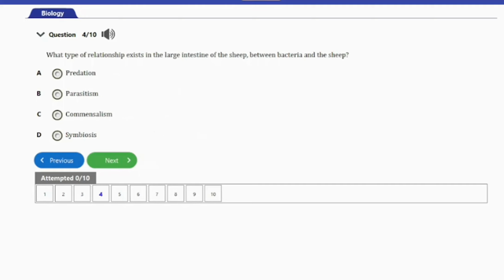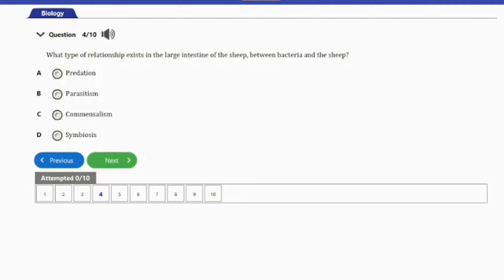That's question number 4 here. It says, what type of relationship exists in the large intestine of the sheep between bacteria and the sheep? We have A, predation, B, parasitism, C, commensalism, D, symbiosis. So guys, the answer to this question is actually symbiosis. The bacteria in the intestine of the sheep actually help the sheep to digest food, while on the other hand, the sheep provides shelter and protection to the bacteria. So that's it for that question.